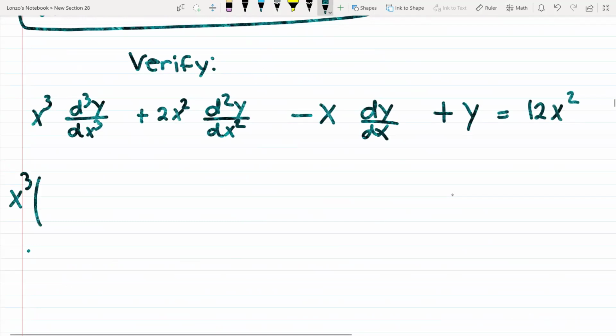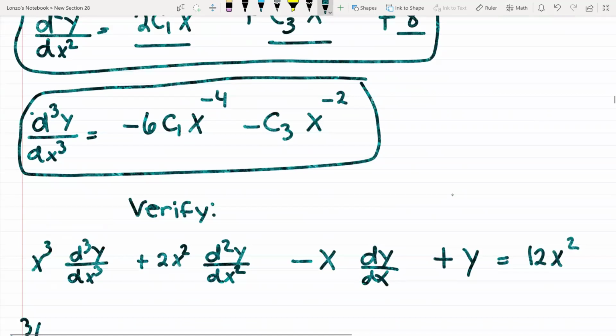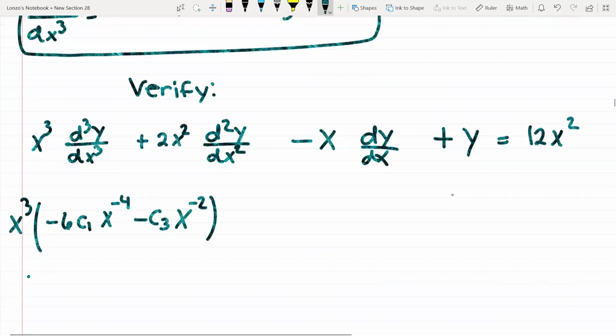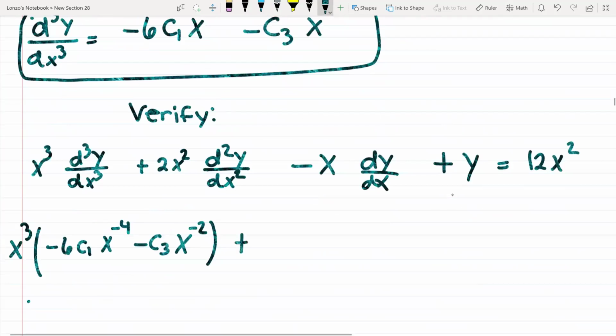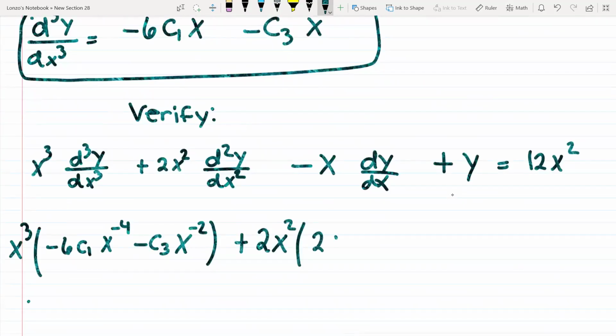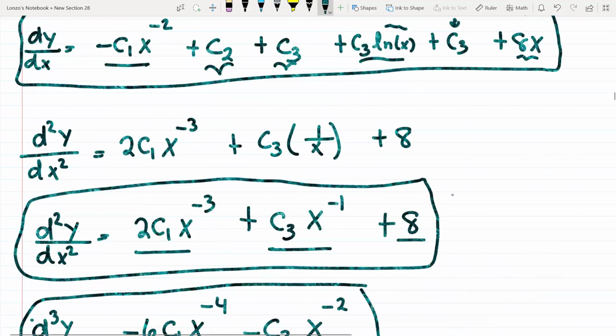So it's x cubed times the third derivative, which is this one. So plug that in. It's negative 6 c1 x to the negative 4 minus c3 x to the negative 2, right? So that's my third derivative. So it's plus 2x squared, and then the second derivative is that one, so put that in. So it's 2c1 x to the negative 3 plus c3 x to the negative 1 plus 8. And then it's minus x times dy/dx, so here, minus x, and then the first derivative was that whole thing.